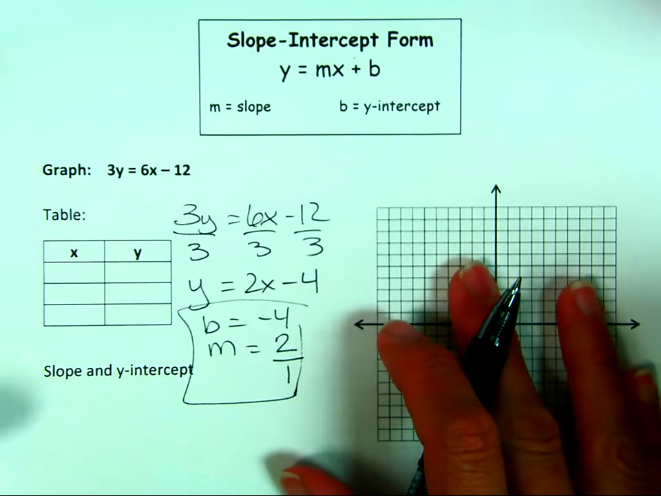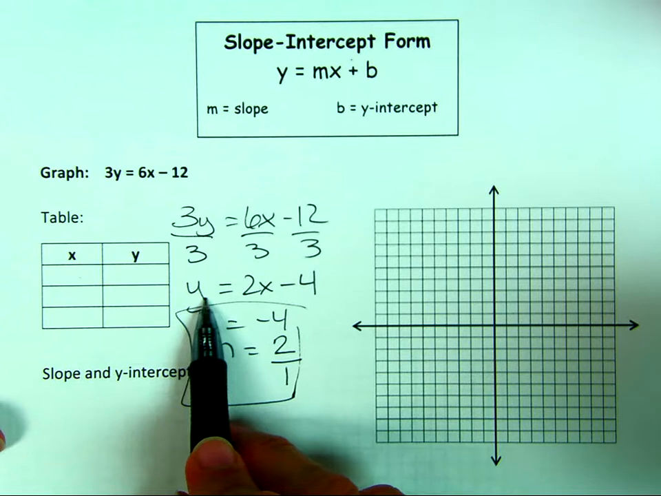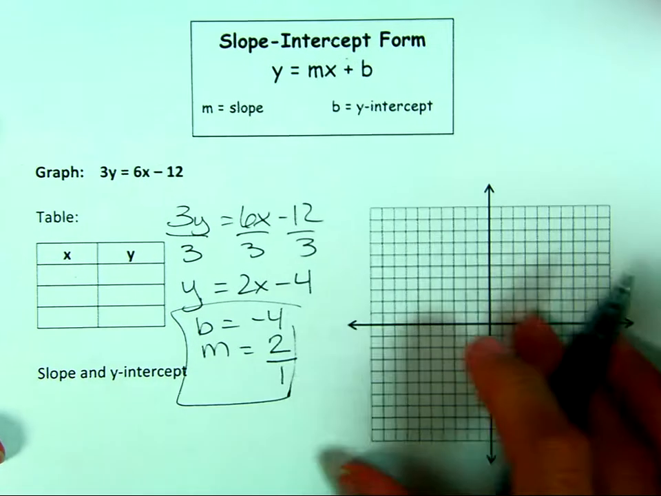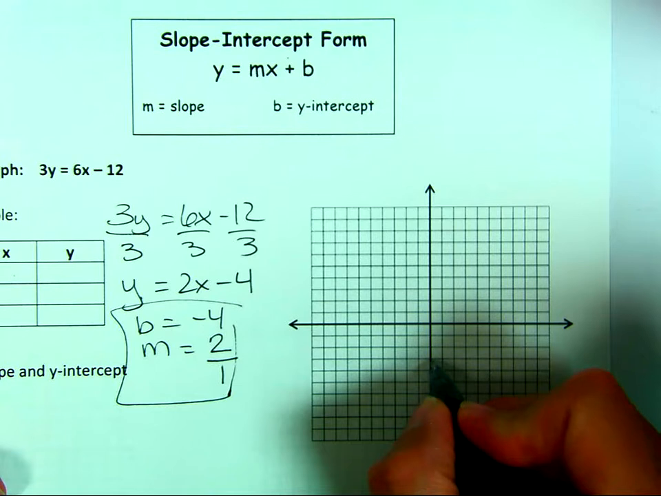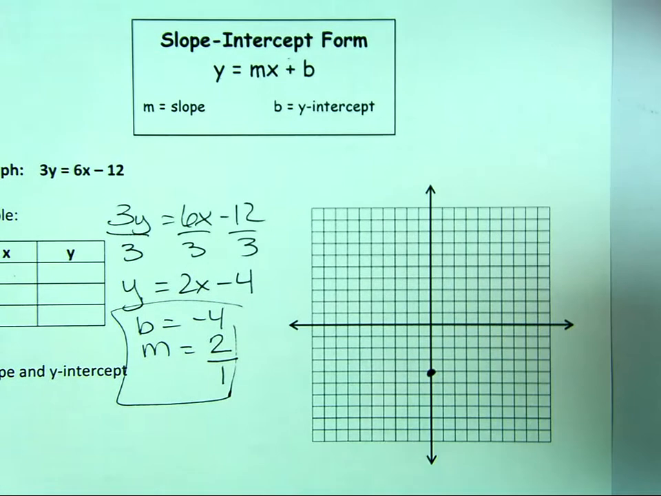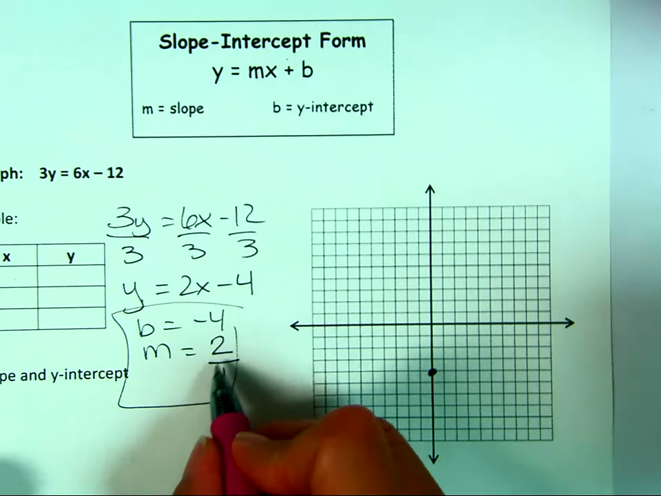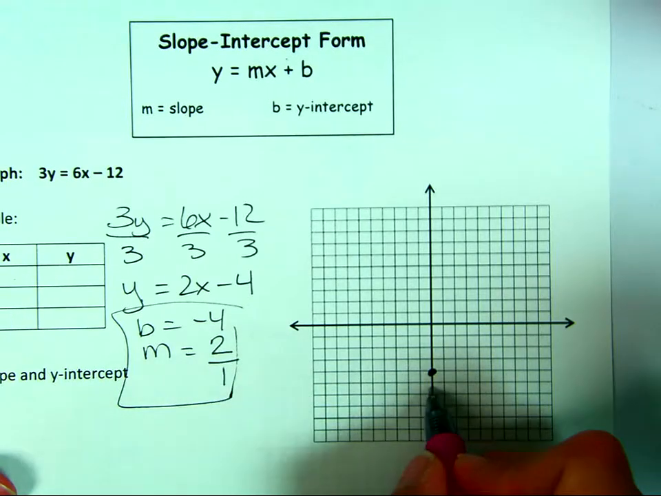So remember, our first step was to get y alone. Done. Next step was to find b, we found it, and to graph it. So 1, 2, 3, 4. We have now graphed our b. Then what we're going to do is use our slope to graph some more points.